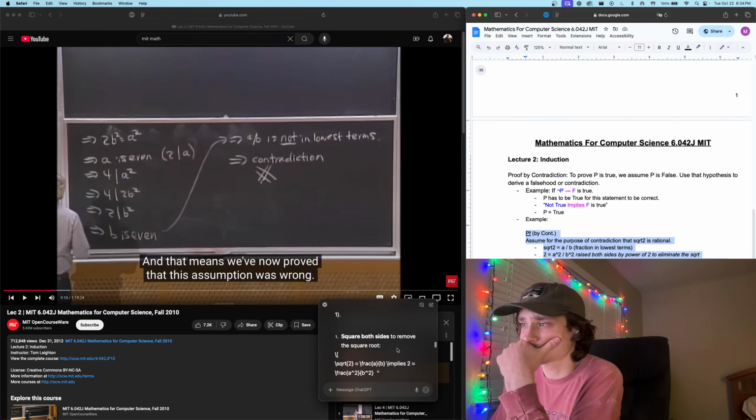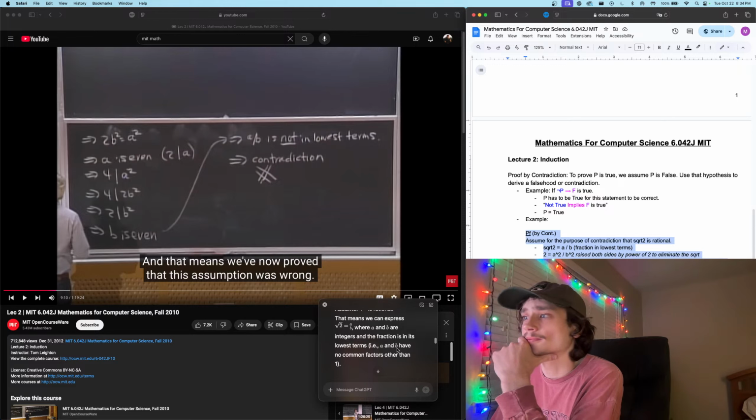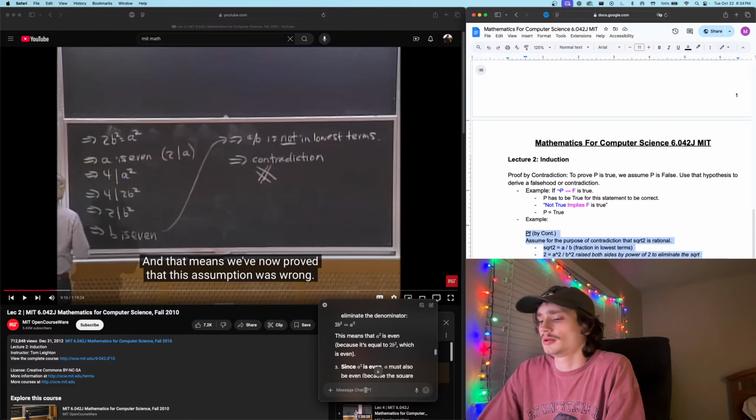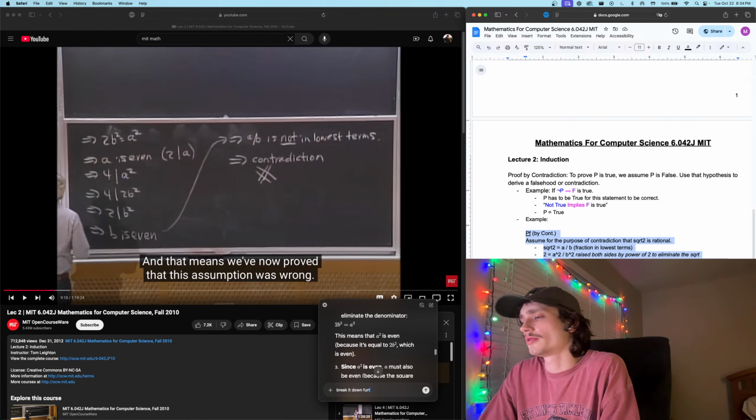This is tricky. Fractions in lowest terms, a and b have no common factor. Square both sides to remove the square root. a squared is equal to 2 b squared, which is even. Break it down further.